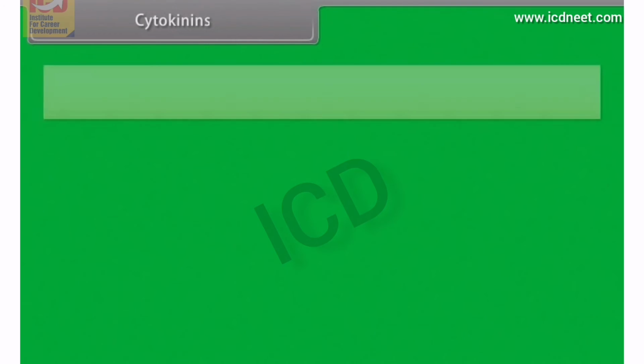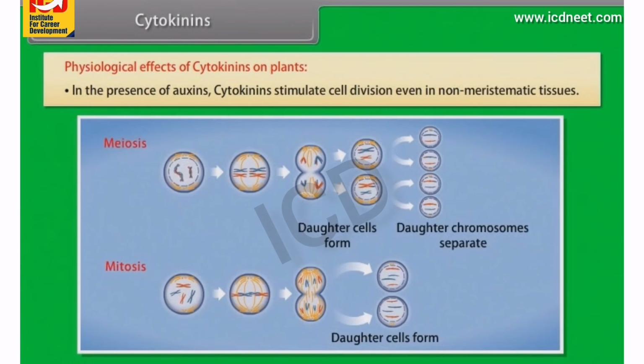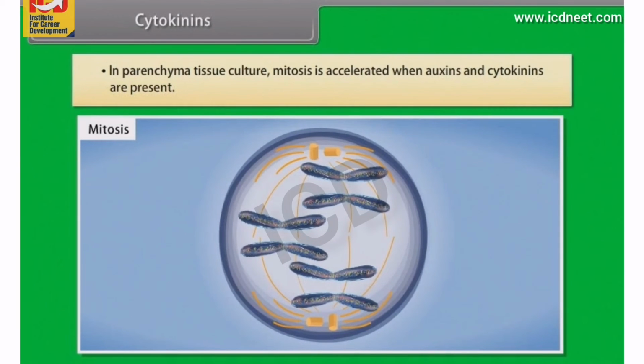Cytokinins. Physiological effects of cytokinins on plants. In the presence of auxins, cytokinins stimulate cell division even in non-meristematic tissues. In parenchyma tissue culture, mitosis is accelerated when auxins and cytokinins are present.